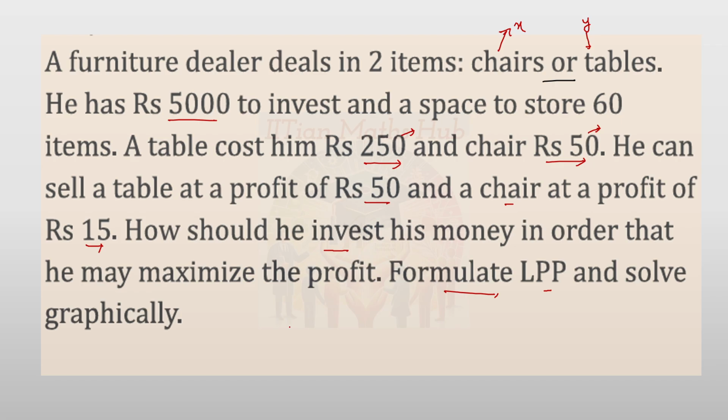So first you will have to formulate the LPP. Wherever the profit term comes, it is saying he can sell a table at a profit of 50 rupees and a chair at a profit of 15 rupees. So this will give you the maximum Z, because it is already saying maximize the profit. Maximum Z can be written as, for tables, the number of tables we are writing as x, so 50 into x is the total profit of the tables. Total profit of the chairs will be 15 into y, and that's how we'll get the maximum Z function.